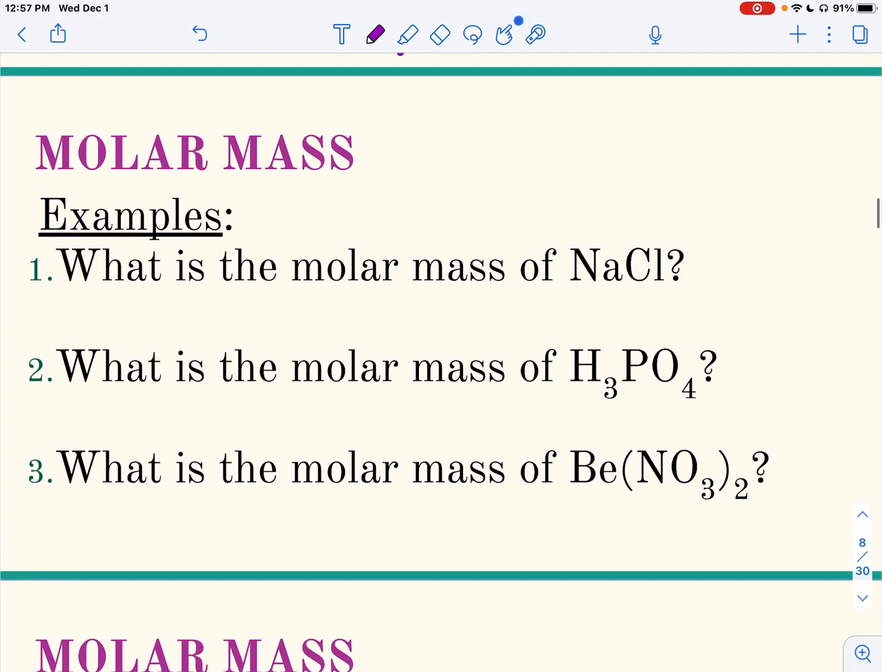So let's do some examples. The first one here, what's the molar mass of NaCl? So the way you do this is you look up the atomic mass on the periodic table, and you multiply that by the subscript for each element. So we're going to look up Na.